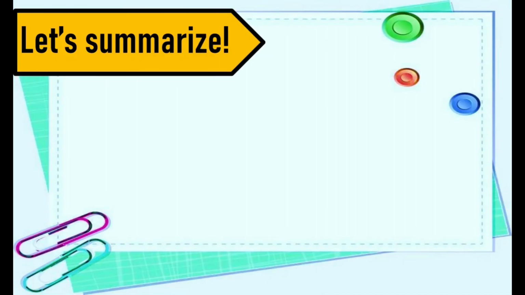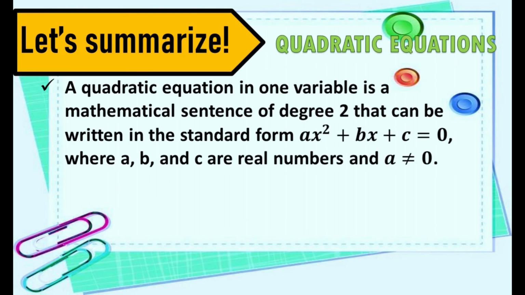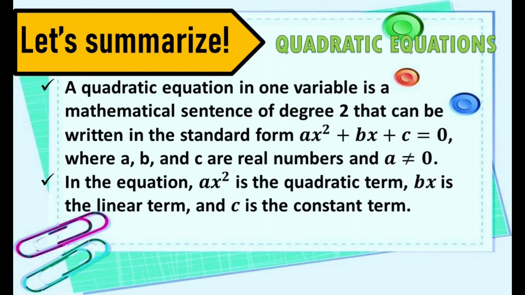Now it's time for us to summarize quadratic equations. A quadratic equation in one variable is a mathematical sentence of degree 2 that can be written in the standard form ax squared plus bx plus c is equal to 0, where a, b, and c are real numbers and a is not equal to 0. Next, in the equation, ax squared is the quadratic term, bx is the linear term, and c is the constant term.